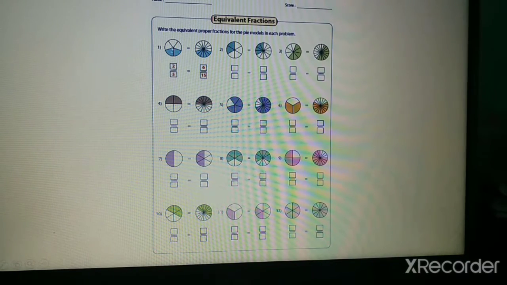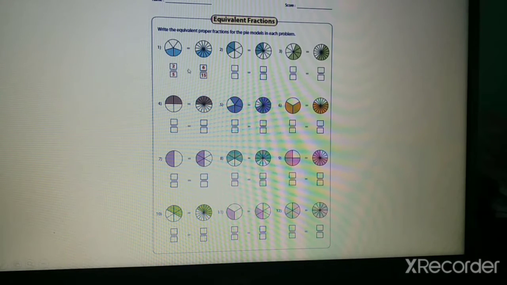So let's look at number 1. We have 2 over 5. You can see the pie models above, these ones, the circles. That is what you call pie models. And the fraction is 2 over 5. What is the equivalent fraction of 2 over 5? You count the pie models and that is 6 over 15.